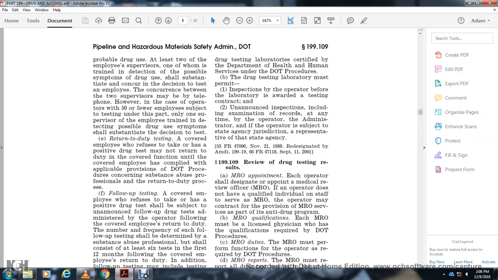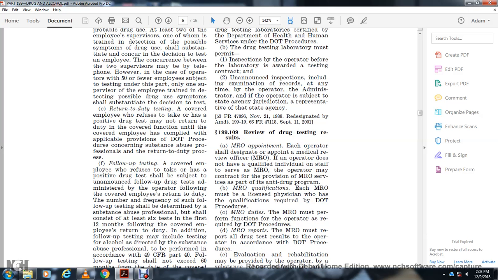The medical review officer must be a licensed physician who has the qualification required for that procedure. The medical review officer must perform functions for the operator as required by the procedure. Medical review officer reports: the medical review officer reports on all of the drug test results of the operator in accordance with that procedure.